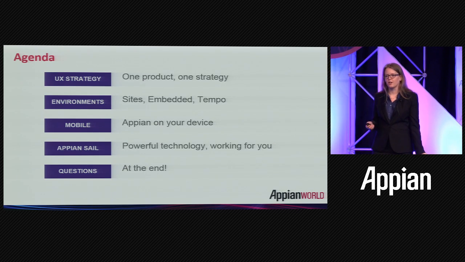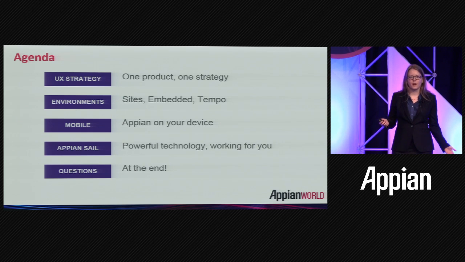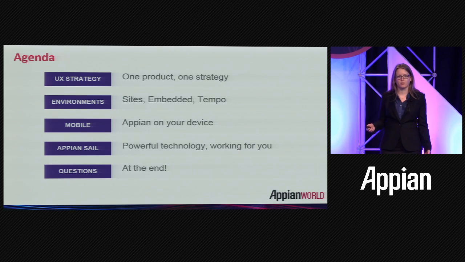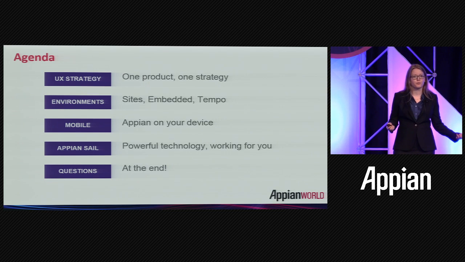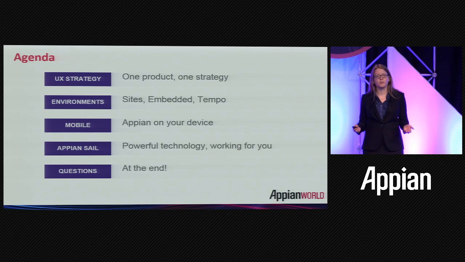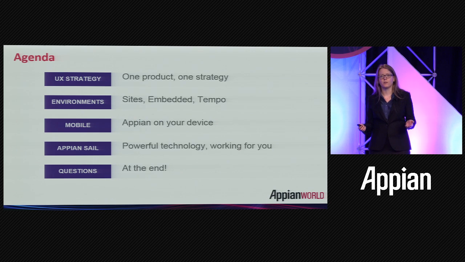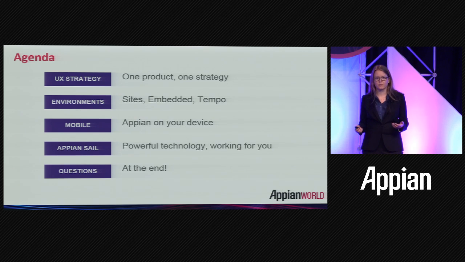So today, we're going to talk about a few things. First of all, Appian's UX strategy, what we have in mind when we're designing the product, these environments for you to use. Then we'll go through what each of these environments is in Appian: sites, embedded, and tempo, what each one is for, and what each one can do for you. Then we'll spend a little time talking about Appian on your mobile device, and then we'll spend some time talking about Appian SAIL. So you may have heard a little bit about it today, might still be curious: what is it? Why does it matter? Why is it important? And then we'll take all questions at the end. So if something occurs to you in the middle of the presentation, take a note. We'll have time at the end to get back to you.